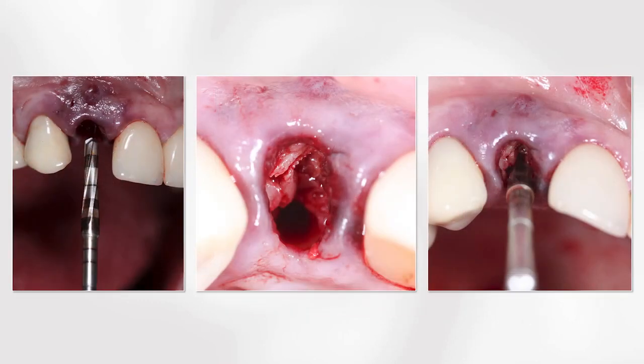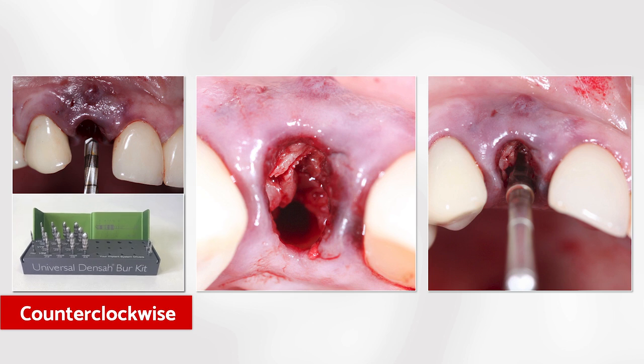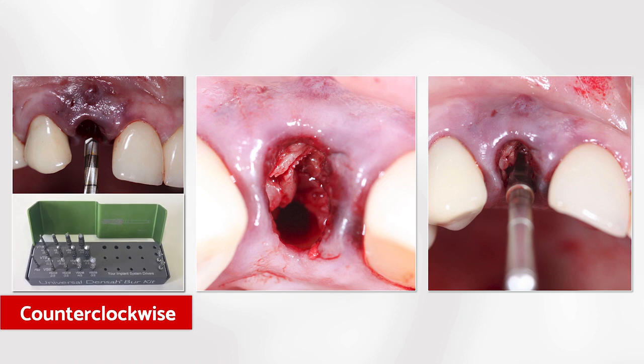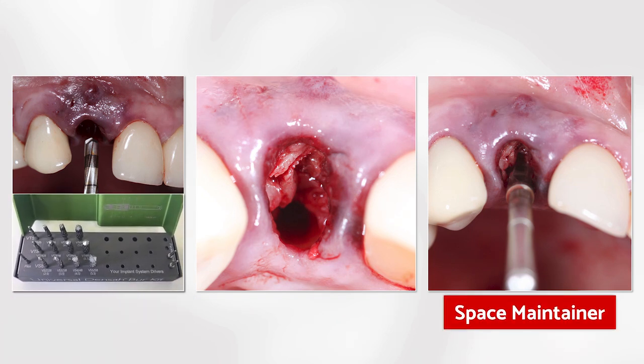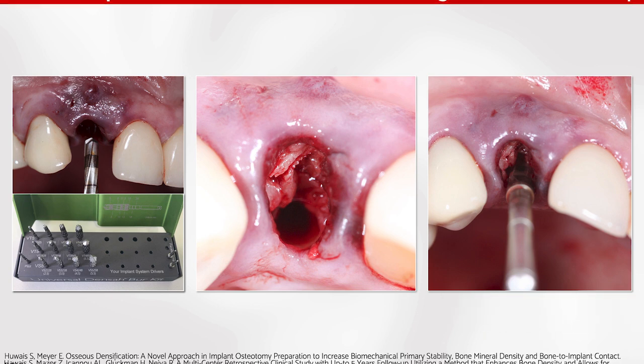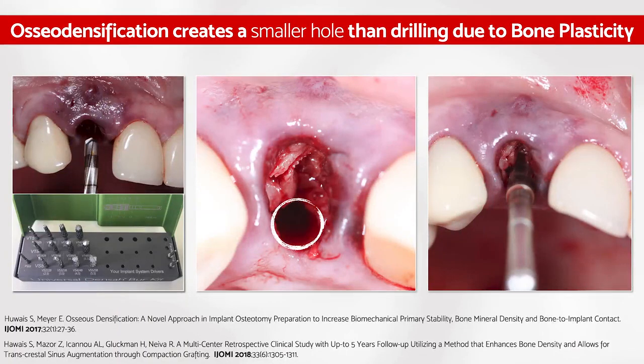And remember that we stepped back. So now it's time to do the site preparation again. We used the Densah drills in a counterclockwise rotation with low irrigation and low speed rotation. We left the drill in position and used it as a space maintainer. Right after the drill was removed from the bone bed preparation, pay attention here that osseodensification creates a smaller hole than drilling due to the bone plasticity.